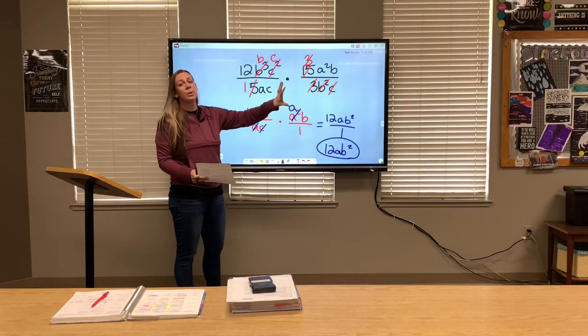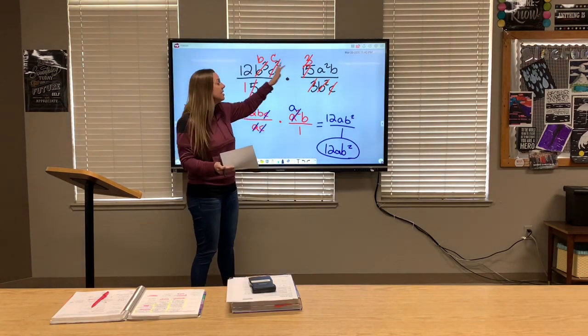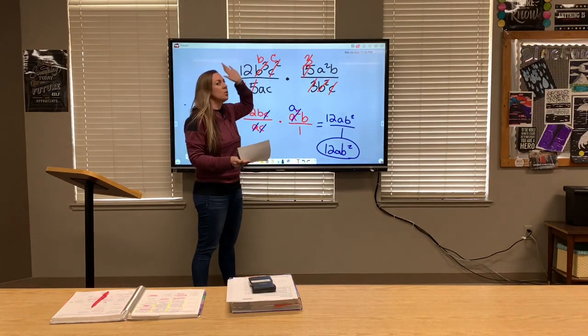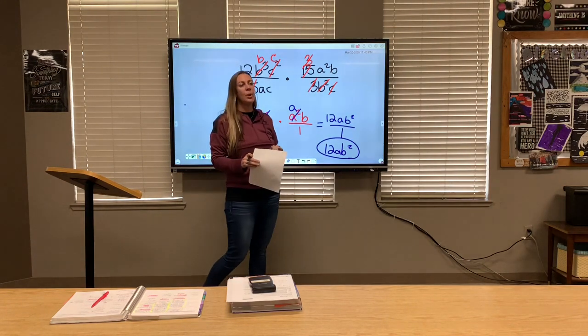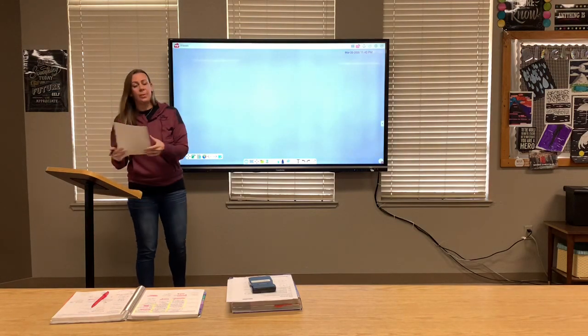So these were monomials. There's no plus or minus signs. There's nothing else but just the terms as 1. So that means that any b on top can cancel with any b on bottom, any a or c or whatever. Anything on top can cancel with anything on bottom. So then let's go ahead and try a little bit harder.